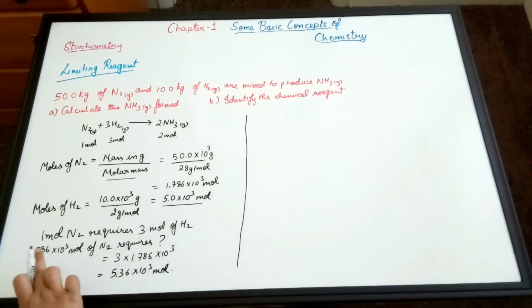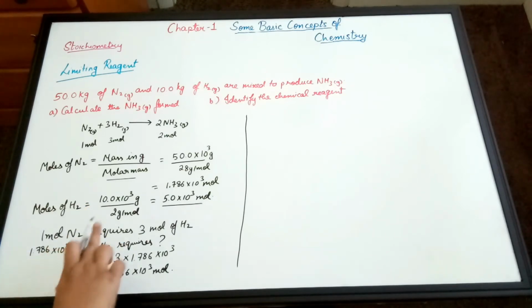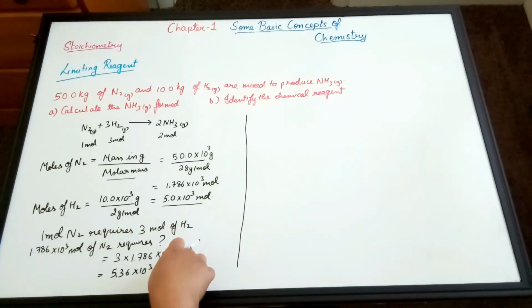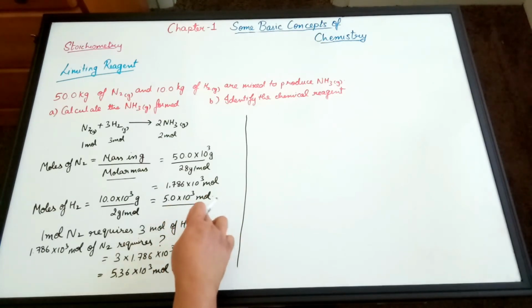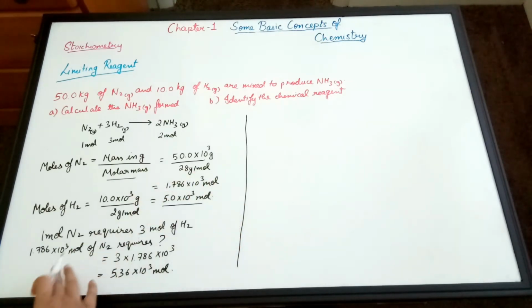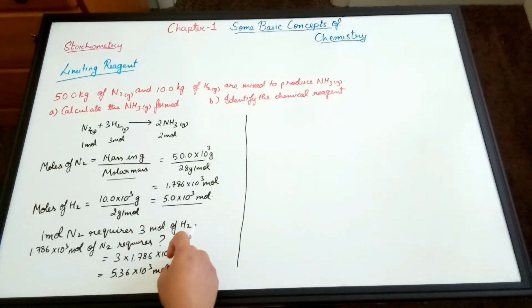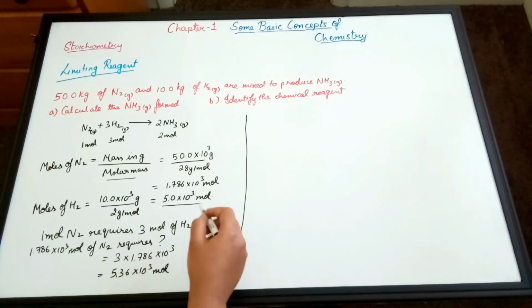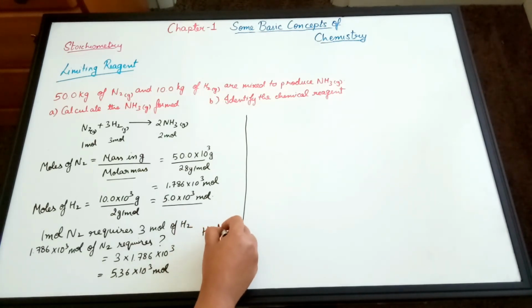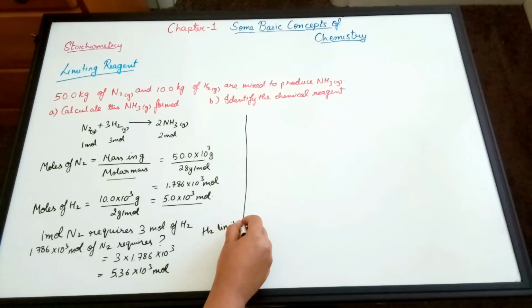You can also say that 3 moles of hydrogen requires 1 mole of nitrogen. Then 5.0 into 10 to the power 3 moles of hydrogen would require how much nitrogen? All we are doing is comparing the number of moles. Here the number of moles of hydrogen is lower, which means hydrogen is the limiting reagent, which means that nitrogen is the excess reagent.